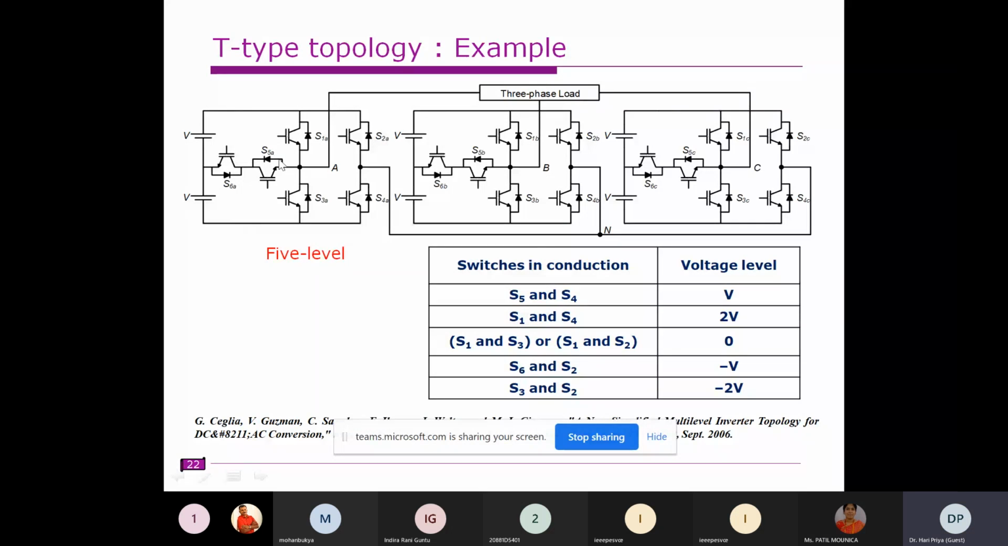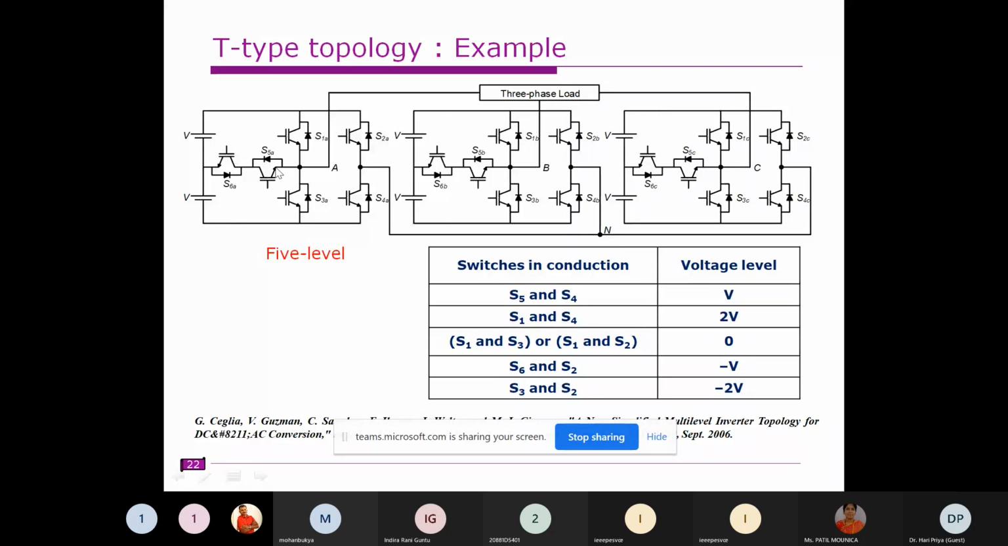T-type topology. In this case, if we turn on S1 and S4 switches, the voltage between VA, let me call this point A, and the other end of the terminal, let me call that point N, this voltage VAN is equal to 2 VDC. Similarly, if I turn on S4 and S5, the output voltage VAN is equal to VDC. Similarly, if I turn on S2 and S3, the voltage across them is equal to minus 2 VDC.